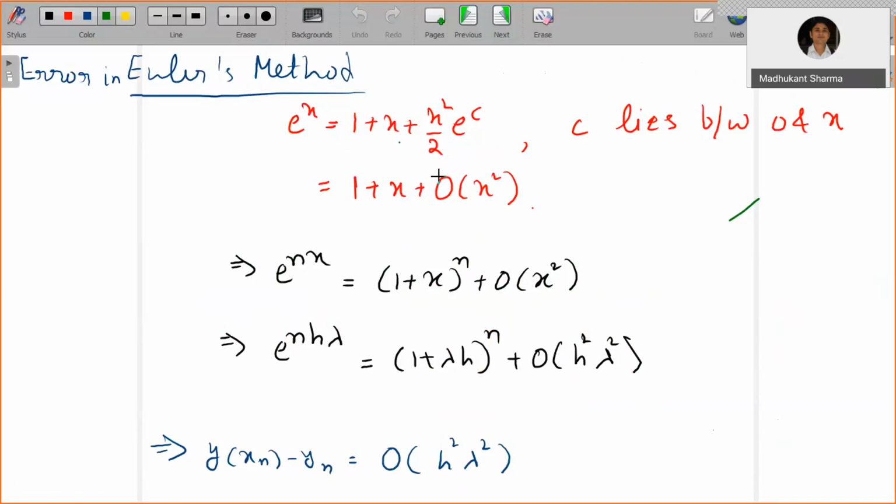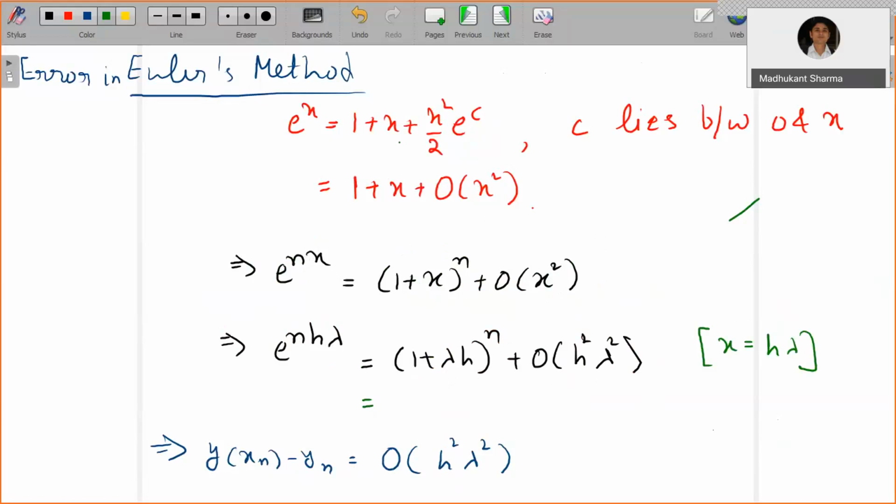Similarly, for the Runge-Kutta method, we will also use a similar concept. Then e to the power x can be written as 1 plus x plus O of x square. Now e to the power nx is going to be (1 plus x) to the power n plus the higher order term O of x square. That can be verified easily. So now replace x by h lambda. We have substituted x equals h lambda on both sides. That will give you e to the power n h lambda equals (1 plus h lambda) to the power n plus O of h square.